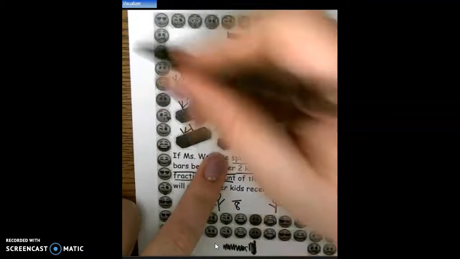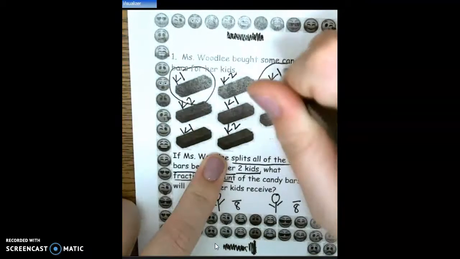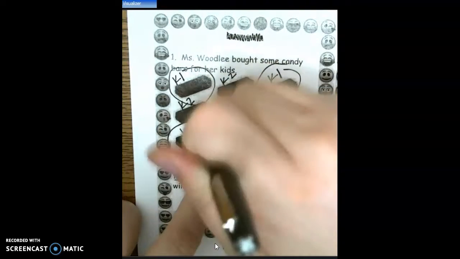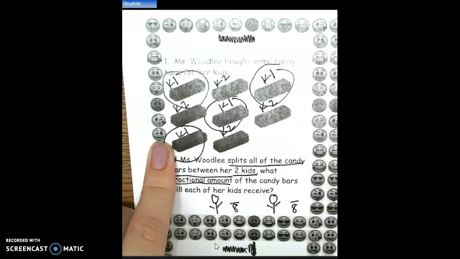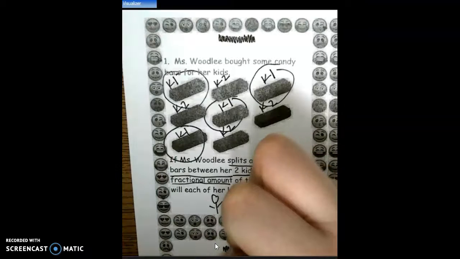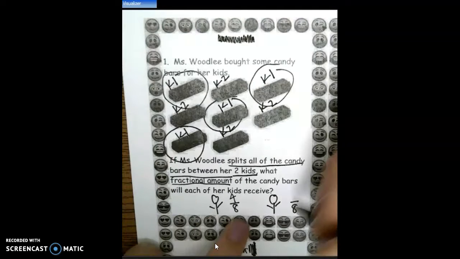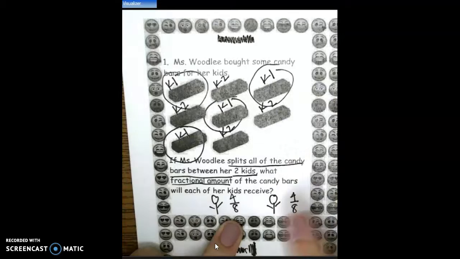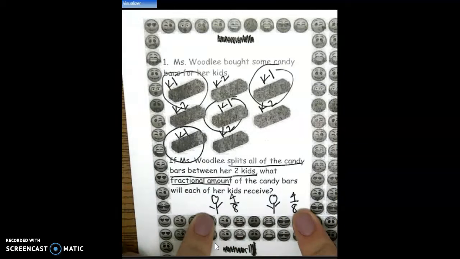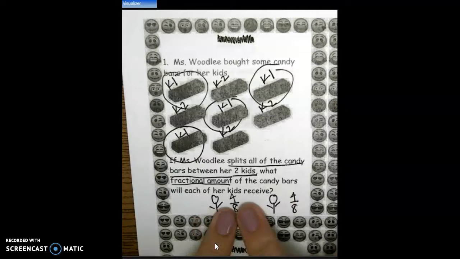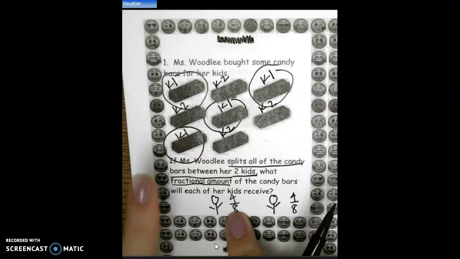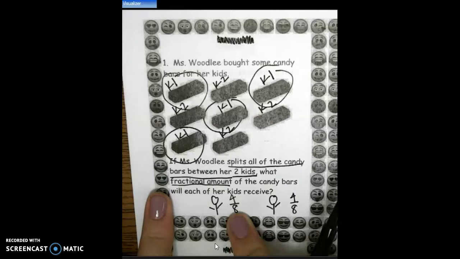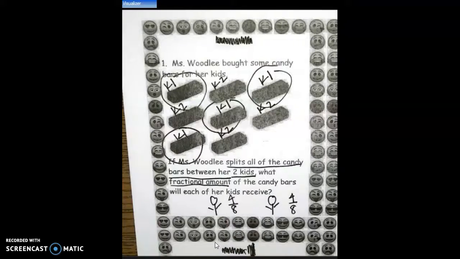Kid 1 has 1, 2, 3, 4. Kid 2 has 1, 2, 3, 4. So kid 1 has 4/8 of the candy bars, and kid 2 has 4/8 of the candy bars. They both have the same amount of the candy bars, and this is putting it into the fractional amount. So each kid receives 4 candy bars, or they received 4/8 of the candy bars.